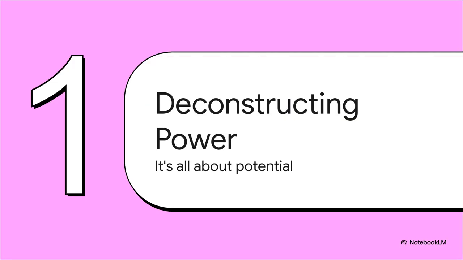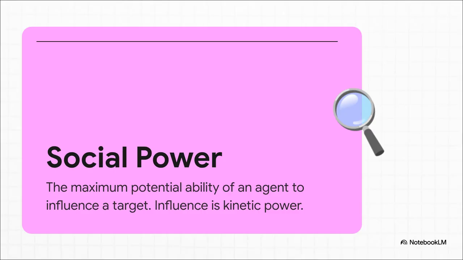Okay, first things first. To solve this mystery, we've got to start with a really clear definition of what we're even talking about. And for that, we have to go back to the foundational work of 2 researchers, French and Raven from 1959. The absolute key word here is potential. Think of it like this. Power is a fully charged battery. It's just sitting there, holding all this potential energy.